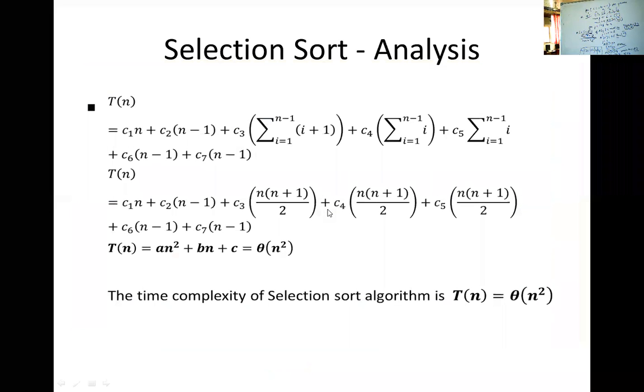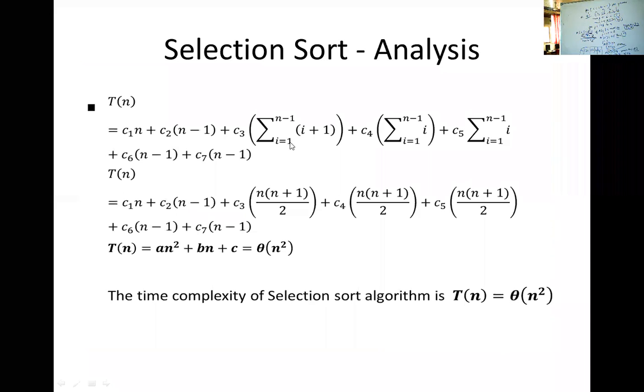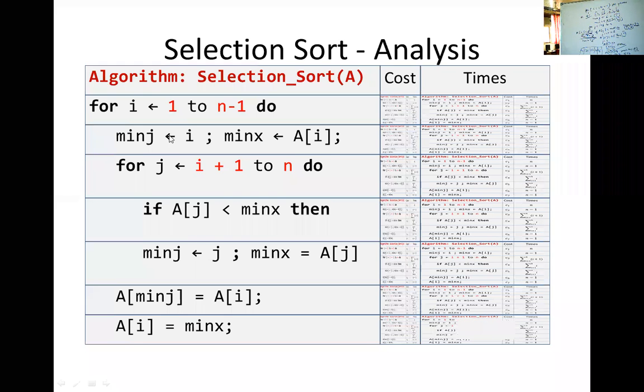So this is this way. See, C1 n, C2 is n minus 1, and C3 is 1 to n minus 1, i plus 1, C4 is i, and C6, C7 statements are there. I will tell you how to do this.